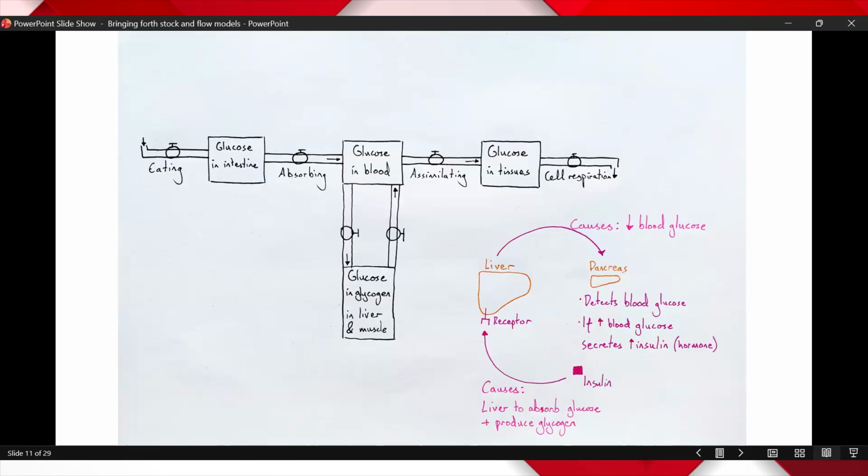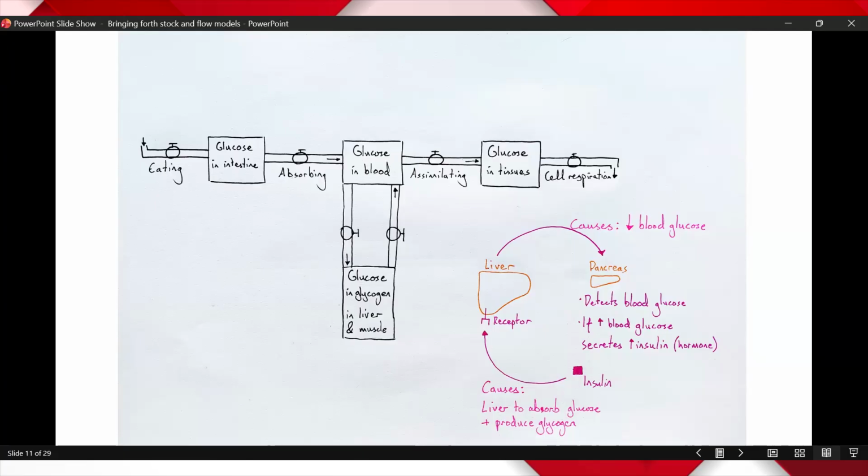which include the pancreas producing insulin. Insulin causes the liver to uptake the glucose, and then of course that causes there to be less glucose in the blood. Now, I want them to bring forth the model. So this takes some time. We talk about it. We talk about the biological details but then eventually I want them to start thinking about the model again.